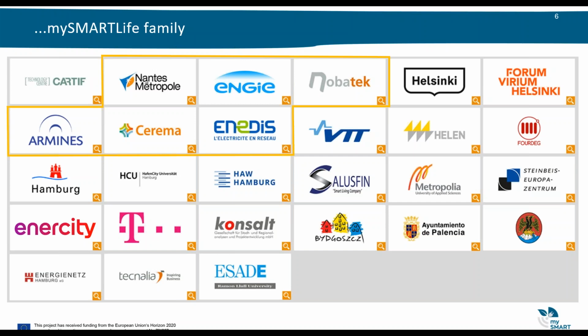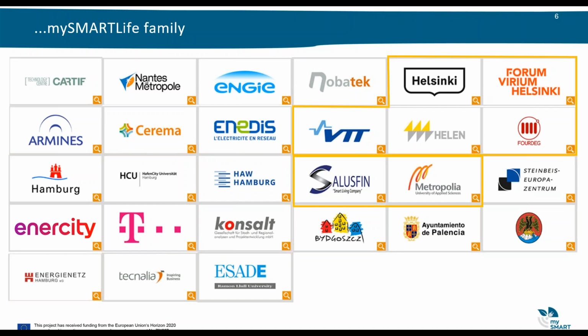We have 6 partners working in the Nantes team, because we have local teams working in the 3 lighthouse cities together with the municipality. We have ENGIE, Novatec, Armines, Serema, and Eneris. In the case of Hamburg, we have 6 partners together with the municipality, 2 universities, HafenCity and the University of Applied Sciences, HAW. We also have Enercity, Telecom, Consult, and EnergyNet working with the municipality.